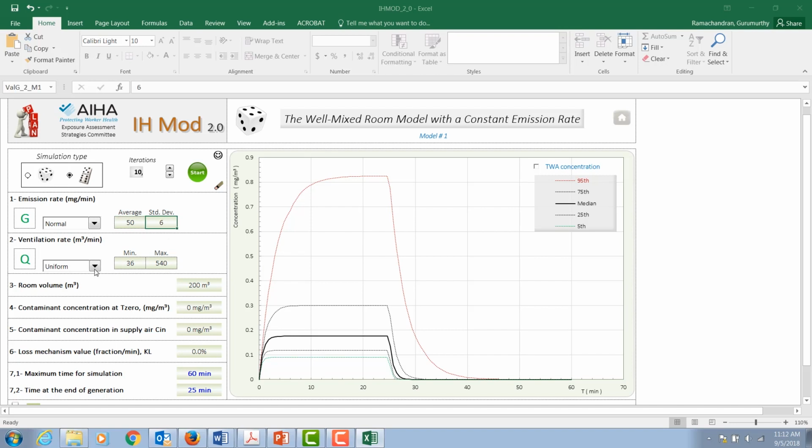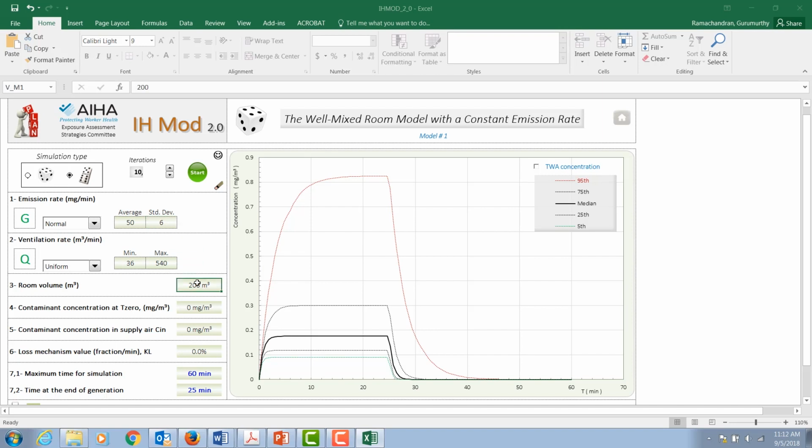Likewise, the ventilation rate Q can also be described by a distribution, and the same distributions are available for this parameter also. And so let's assume that the Q is described by a uniform distribution with a minimum of 36 and a maximum of 540 cubic meters per minute. And the other parameters are set as follows.